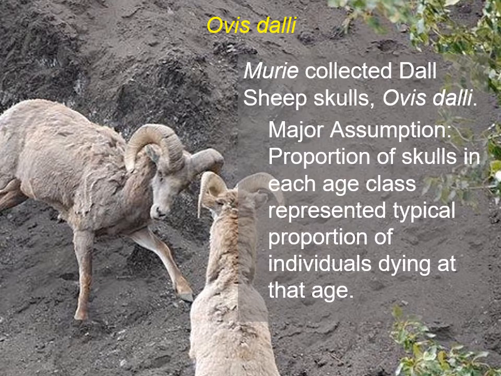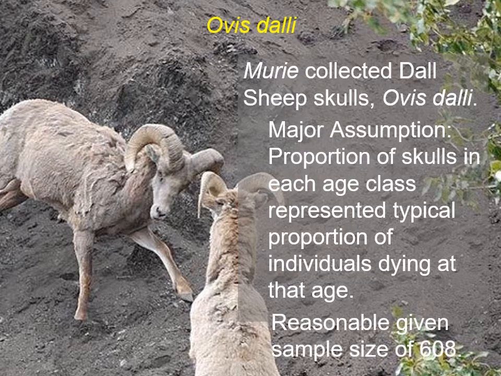And he basically made an assumption that the proportion of skulls in an age class was typical of how many individuals are dying of that age group. So if you have like 50% of the skulls are sheep that are 14 to 15 years old, then you know half your population died at the age of 14 to 15. That is the assumption. And it's not a bad assumption because he had 608 skulls. He had a huge collection. That might be a problem if you've only got 20 skulls, but he had a very large collection. In fact, there's a later data set with even more skulls in it. So he just continued to collect all of this data.